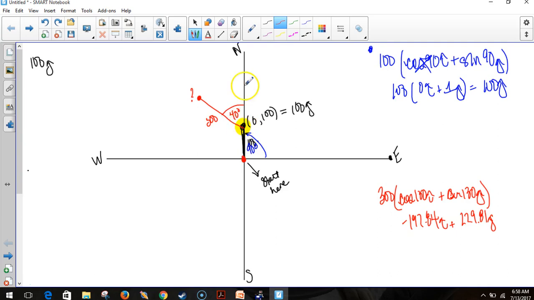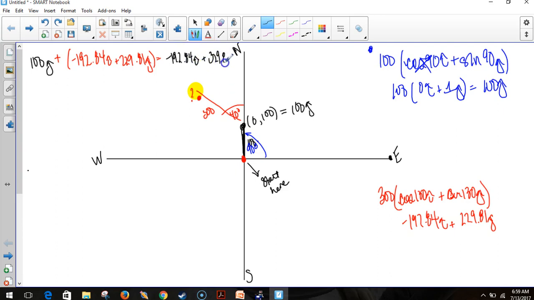I didn't open up from there. I opened up from up here. So it's like, let me grab my yellow dot. I went like this. I got to scoot up to here. That's why I have to add it onto this 100 j. So I was here, and now add on the negative 192.84 i hat plus 229.81 j hat. And you are at the point negative 192.84 i hat plus, well, 329.81 j hat. That's where my yellow dot is.